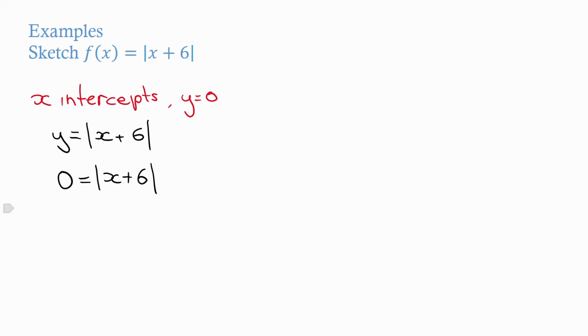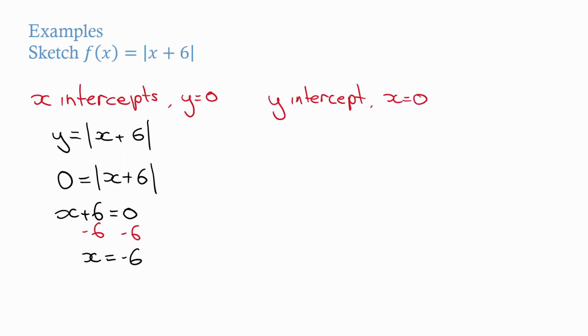So therefore, when it equals 0, we don't have to do any tricks here. It's just going to be x plus 6 equals 0. Minus 6 minus 6, so x equals negative 6. Alright, so that's the x-intercept. Now over here, we're going to find our y-intercept, and that's when x equals 0. So y equals 0 plus 6, so y equals 6.